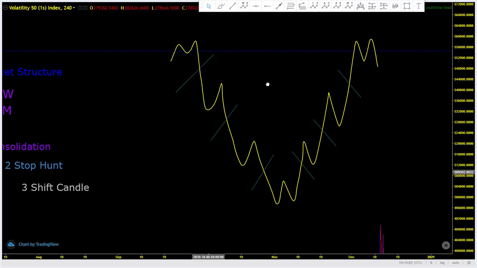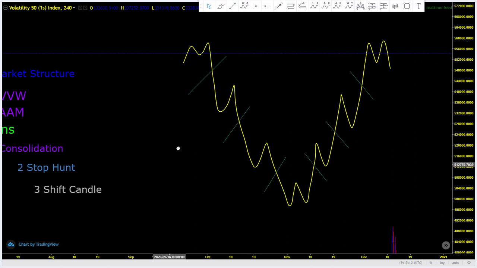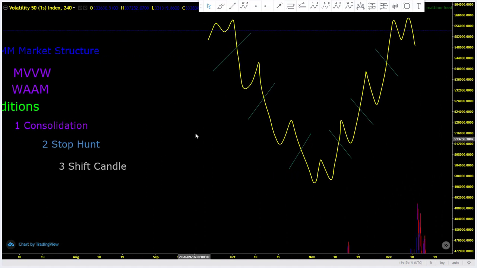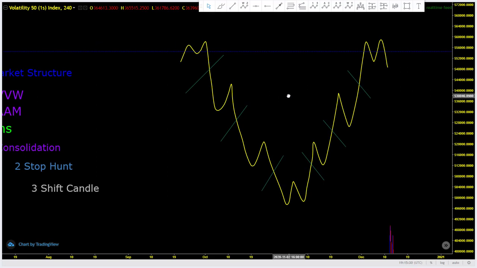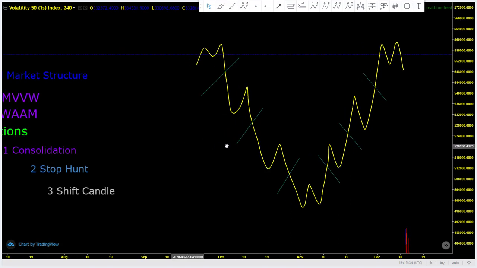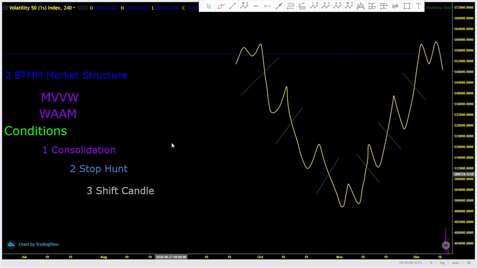So I'm going to show you on real price to see what exactly we are talking about there. So this is what we call market structure. Under the BTMM strategy, we don't worry about the days. Some will say it has to be a day rise. Some will say it has to be a weekly rise, depending on the time frames that you are dealing with. We are strictly sticking to these conditions, to just look for these conditions.